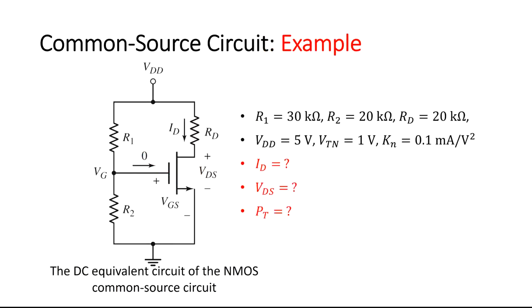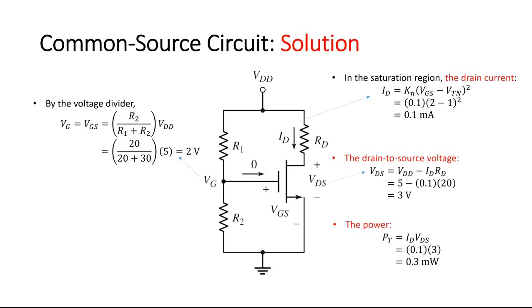In the example, based on the given parameters and assuming the transistor is biased in the saturation region, the drain current, drain to source voltage, and power should be found. By employing the expressions we have just derived, under the saturation region assumption, the drain current, drain to source voltage, and power dissipated in the transistor can be easily calculated.